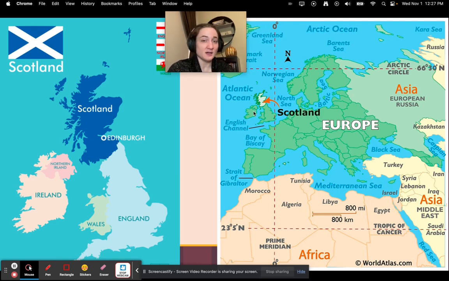Now, back in the 1200s, they were separated. So right here is England, and up here is Scotland. And you can see it in this map too. So here's England, Scotland, Ireland. They were all their own little separate countries. They aren't together like they are today. So it's really important that you know in the 1200s, Scotland and England were two separate countries and they did not like each other.